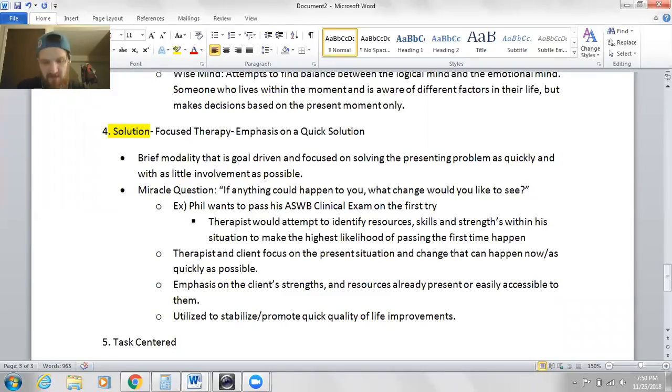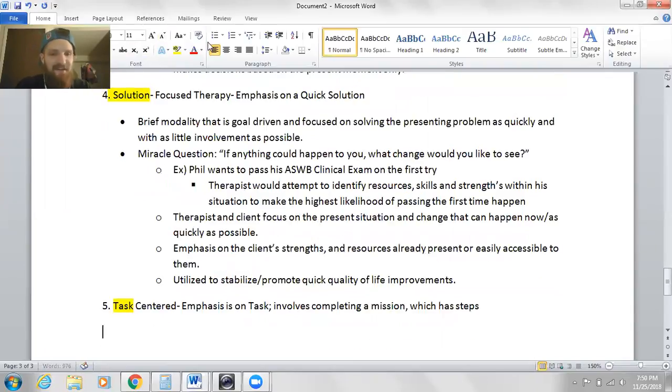So the next modality is task centered, and the emphasis is on task. So a task is a specific mission, involves completing a mission which has steps. So that just kind of came to me as well to differentiate it. So solution focus, you're coming for a specific solution. Task, you're trying to complete a more long-term type situation.